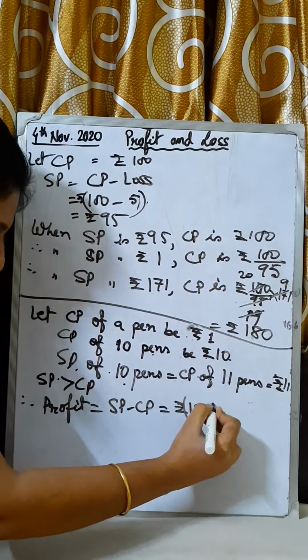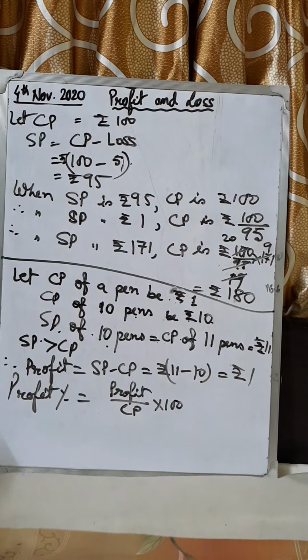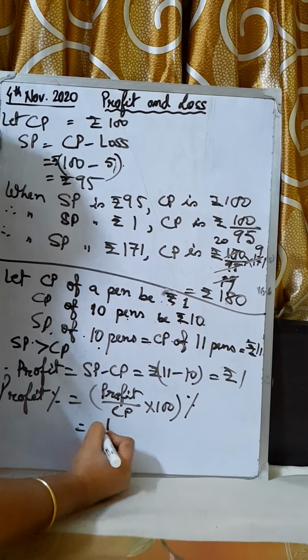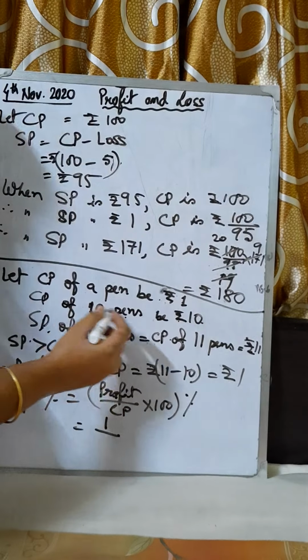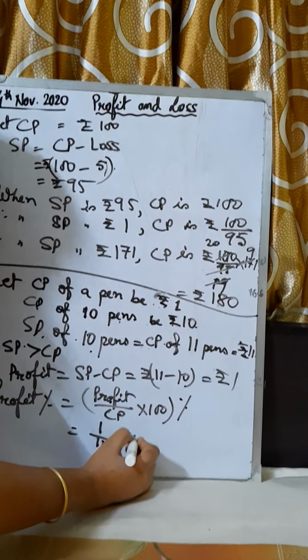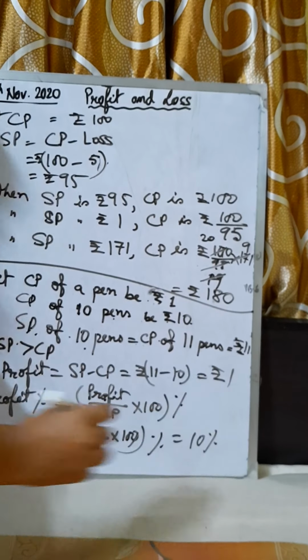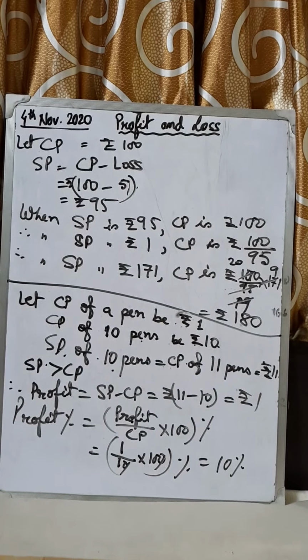Now you have to find the profit percentage. You know the formula: profit divided by cost price into 100. This is our formula. Now see, profit is rupees 1. Cost price of 10 pens is rupees 10. So 1 by 10 into 100. The 0s cancel. That means profit is 10%. Right. Now the next sum.